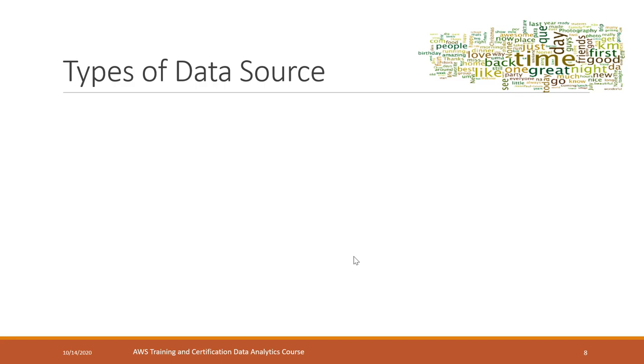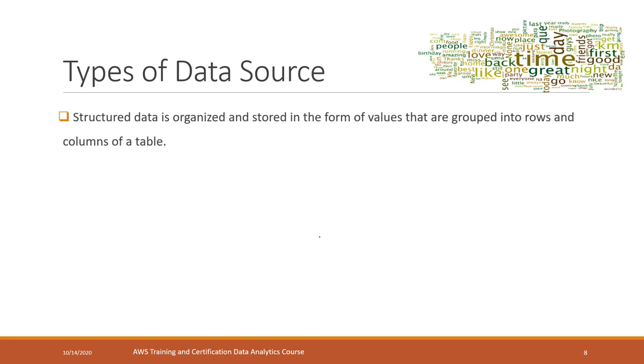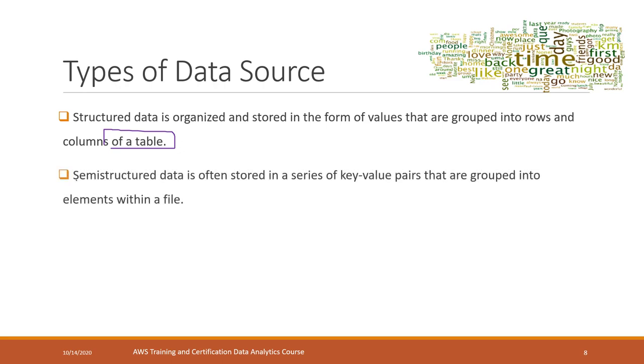So we have talked about the type of data analytics. So let's talk about different types of data sources. We have already learned about structured data, which is organized in the format of tables. Not all data is organized in that way. We also have semi-structured data, which, for example, is stored in a series of key-value pairs.